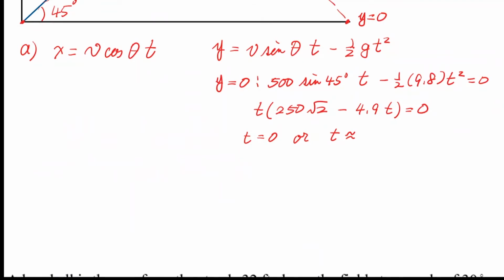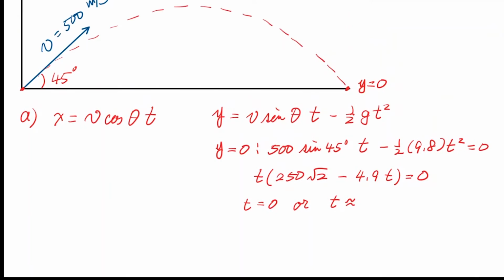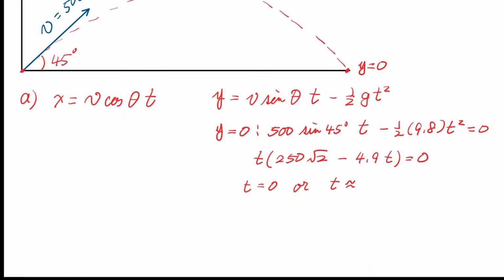72.153. Wait, 72? That's kind of big. No, there's no way this thing stays in the air for 72 seconds. I got 72 too. What's going on? Oh, actually, it's 500 meters per second. Oh, this is supersonic. I think it's correct.